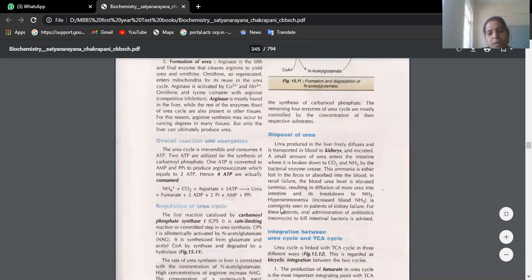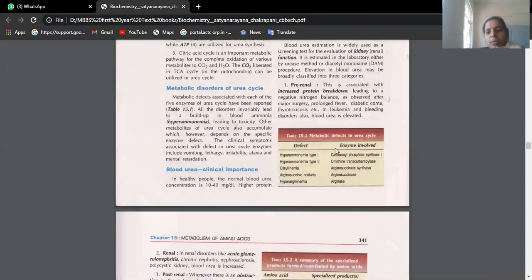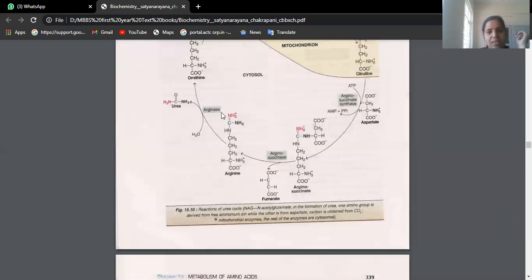So apart from this, there are certain metabolic disorders, isn't it? See, what are the metabolic disorders in the urea cycle? Suppose if carbamyl phosphate synthase 1 is deficient, then the person will suffer with this defect, that is hyperammonemia type 1. Similarly, we have corresponding enzymes and the defective disorders. Like suppose arginase is not there, then hyperargininemia. Arginase is the last step. That means arginine is accumulated in the blood and it is not converted to urea and ornithine, and the levels of arginine will increase in the blood and so on.